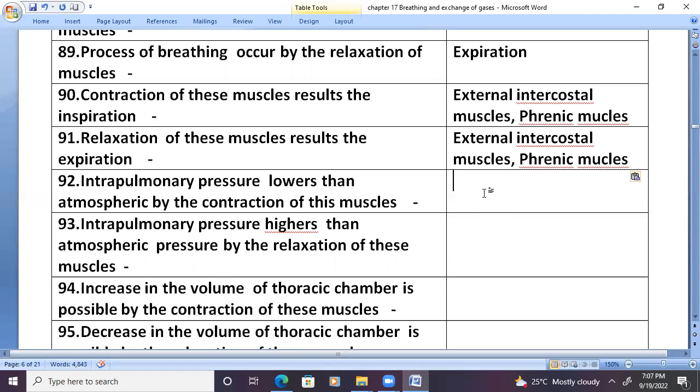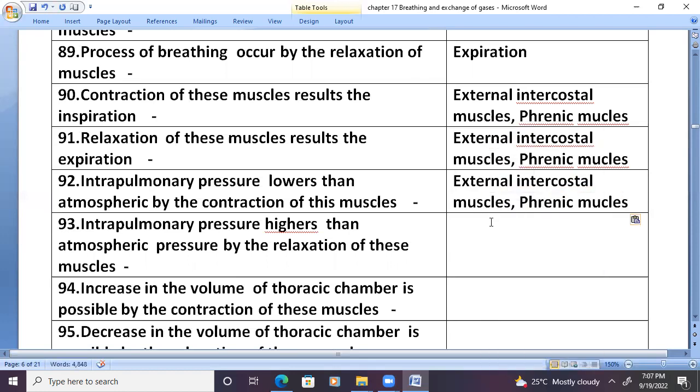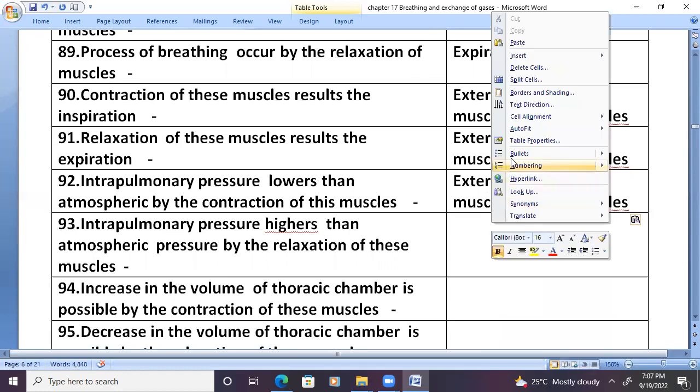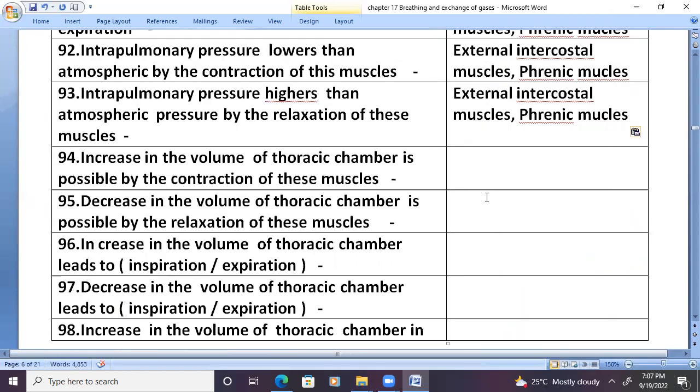Intrapulmonary pressure becomes lower than the atmospheric pressure by the contraction of these muscles. That means the same muscles, the external intercostal muscles and phrenic muscles, do this process. Intrapulmonary pressure becomes higher than atmospheric pressure when the same muscles relax.